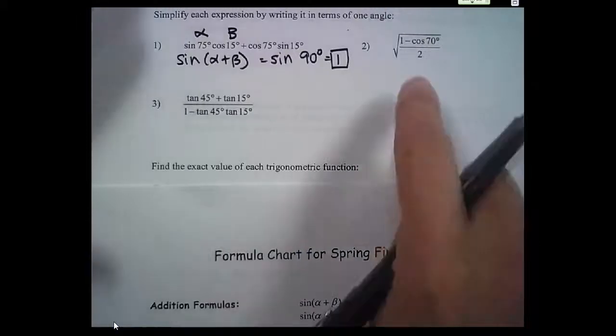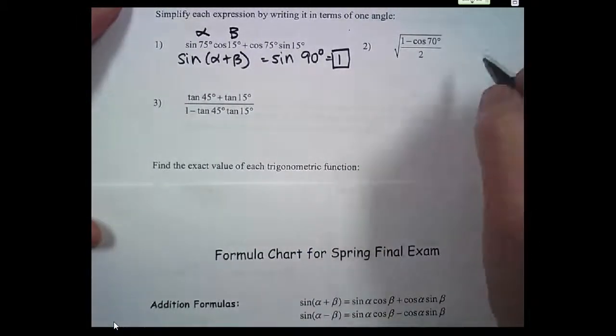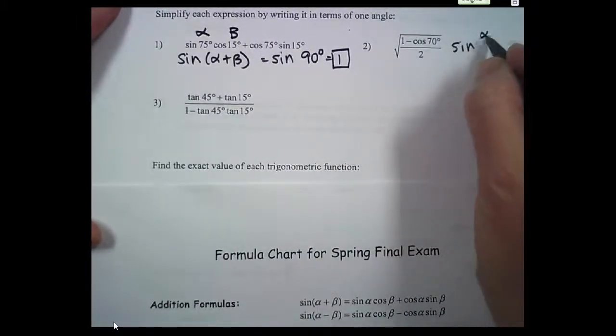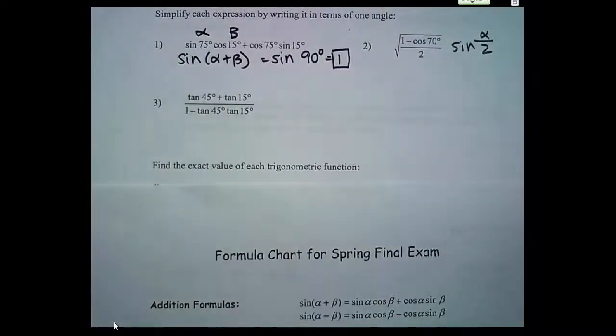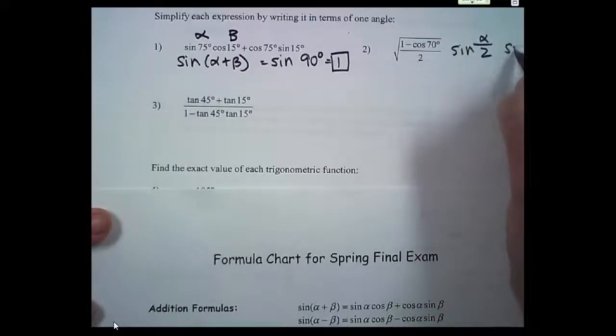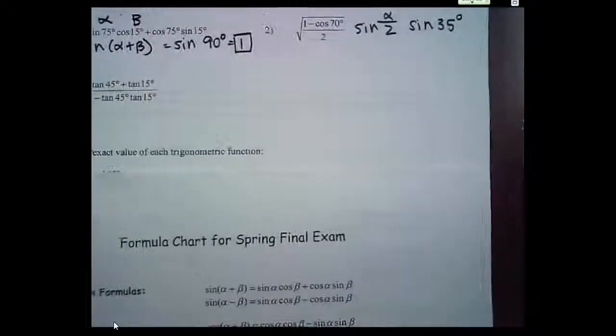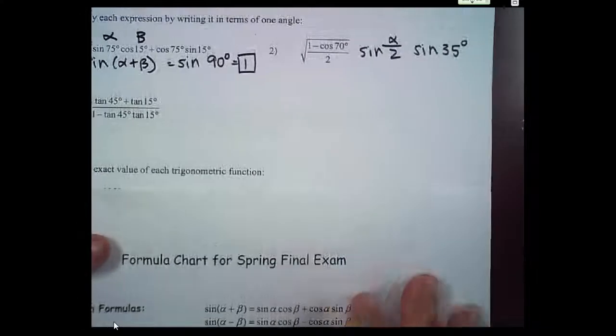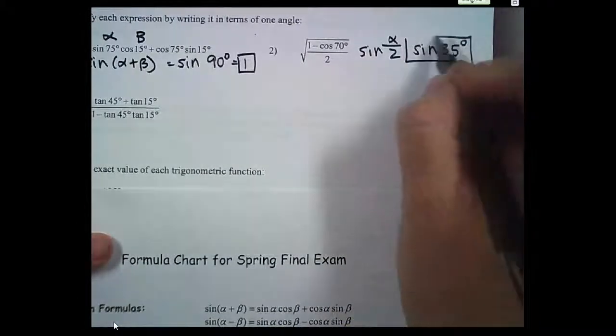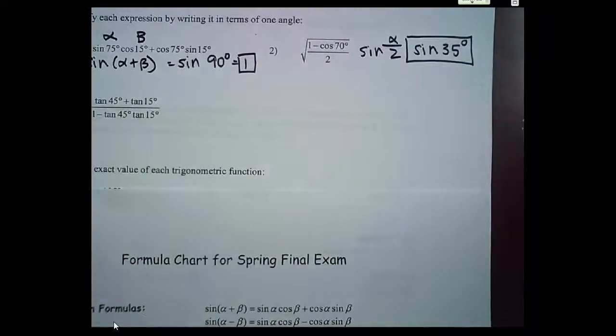Okay, the one that matched number 2 was sine of alpha divided by 2, correct? Okay, what's alpha in this case? What degree is alpha? 70. So 70 divided by 2 is 35. So sine at 35 degrees. Is 35 degrees actually on the unit circle? No. So that's just your final answer. If it's on the unit circle, you go one step farther and find sine at 35.